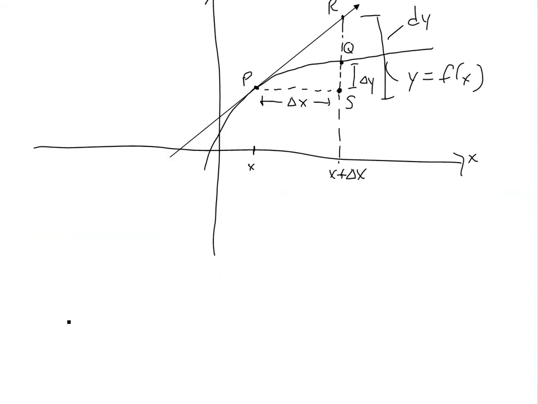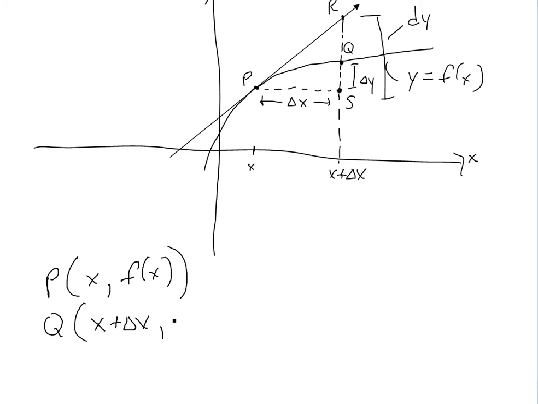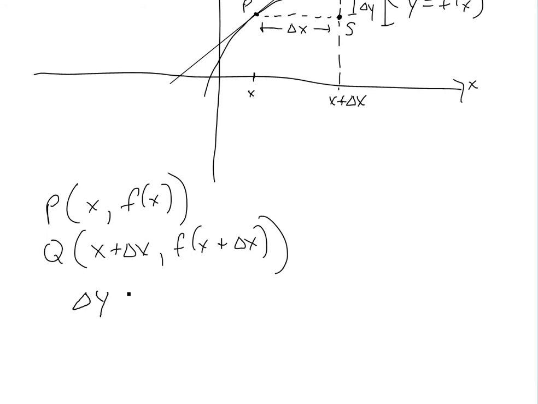From the curve, the point P has coordinates x and f of x. And at the point Q, the coordinates are x plus delta x, and f of x plus delta x. So the change in y in that drawing right there is just equal to f of x plus delta x, subtracted by f of x. That's all it is.